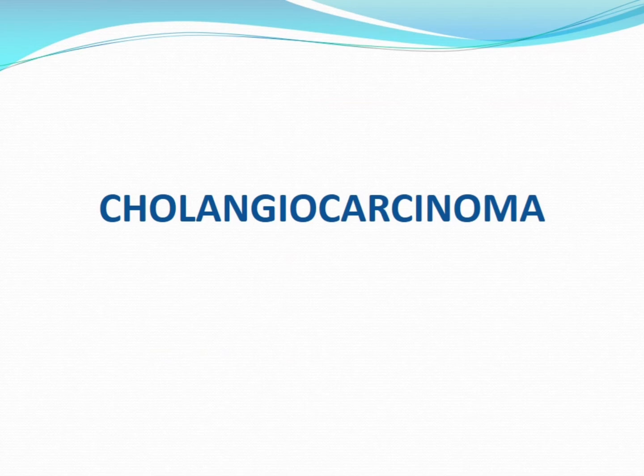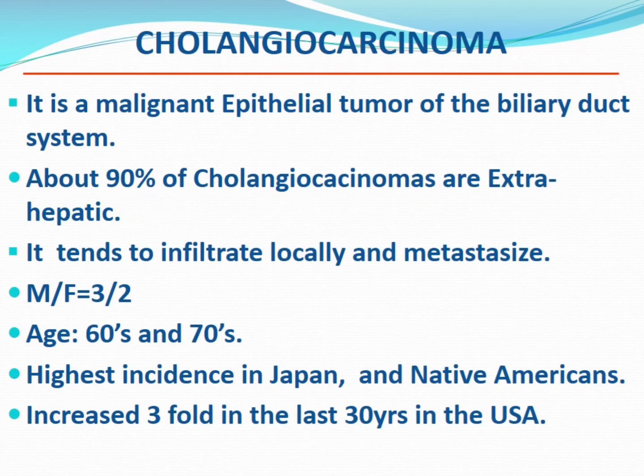Cholangiocarcinoma. Cholangiocarcinoma is a malignant epithelial tumor of the biliary duct system. 90% of cholangiocarcinomas are extrahepatic. The remaining 10% are intrahepatic cholangiocarcinomas. The tumor tends to infiltrate locally and metastasize. It occurs commonly in males and commonly in the 60s or 70s. The highest incidence is in Japan and among Native Americans, and there has been a threefold increase in cholangiocarcinoma incidence in the last 30 years in the USA.